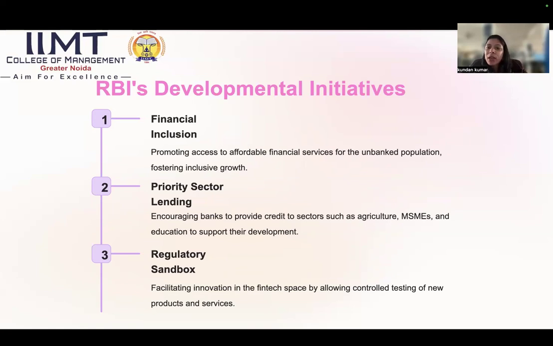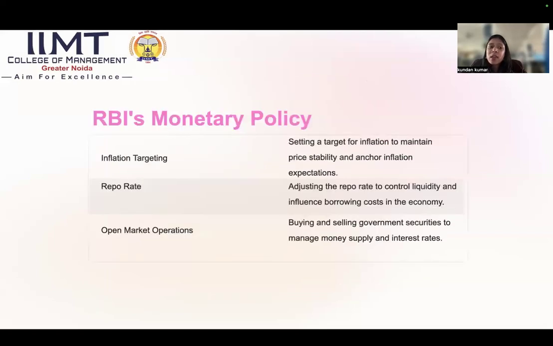Second one is priority sector lending. RBI encourages banks to provide credit to sectors such as agriculture, medium, small, and micro enterprises, and education to support their development. Third one is regulatory sandbox. RBI facilitates innovation in the fintech space by allowing controlled testing of new products and services.